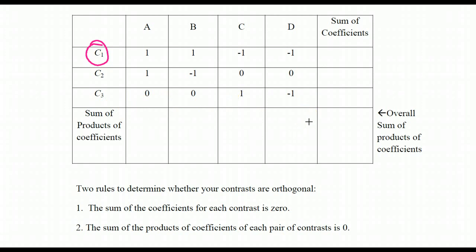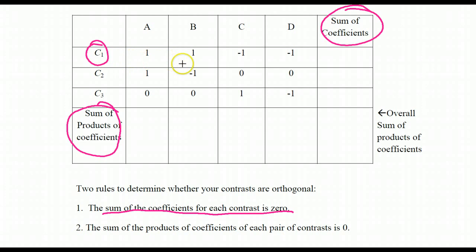But what are the rules that determine whether these contrasts are orthogonal mathematically? There are 2 rules. One is that the sum of the coefficients of each contrast is 0. This is represented by this column here. And then the sum of the products of the coefficients of each pair of contrasts is 0, represented by this row here. So let's first do the first rule. The sum of the coefficients for each contrast is 0.